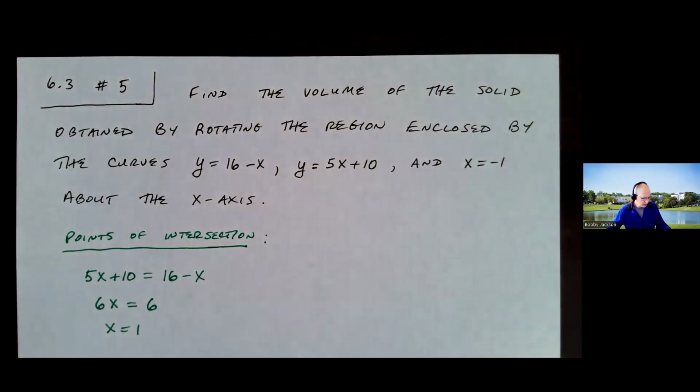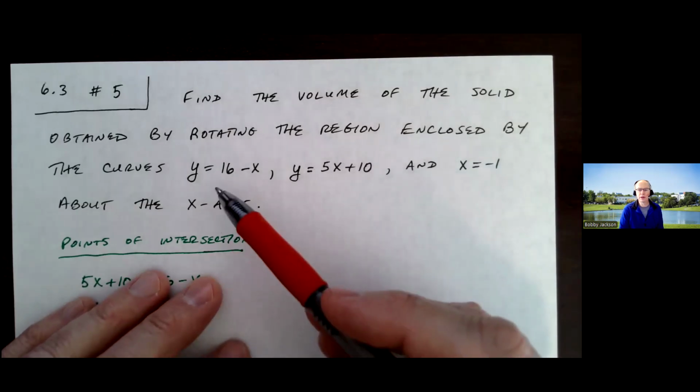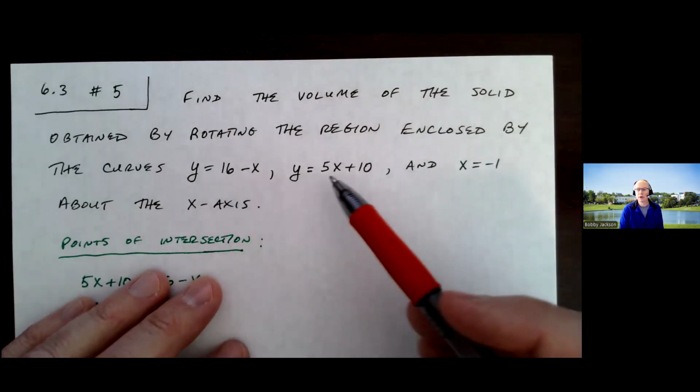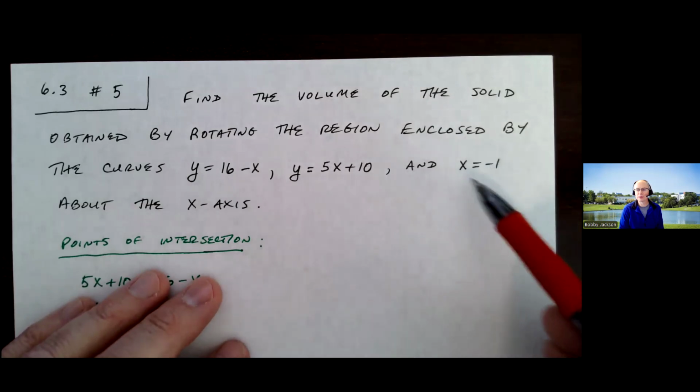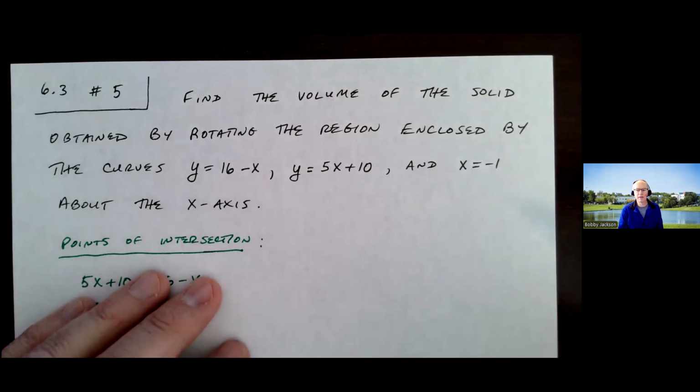Hey everyone, let's take a look at number 5 in section 6.3. We're going to find the volume of the solid obtained by rotating the region that's enclosed by these three curves. Okay, they're all linear functions here. Of course, this last one's a vertical line. And we're going to rotate that region about the x-axis and find that volume.